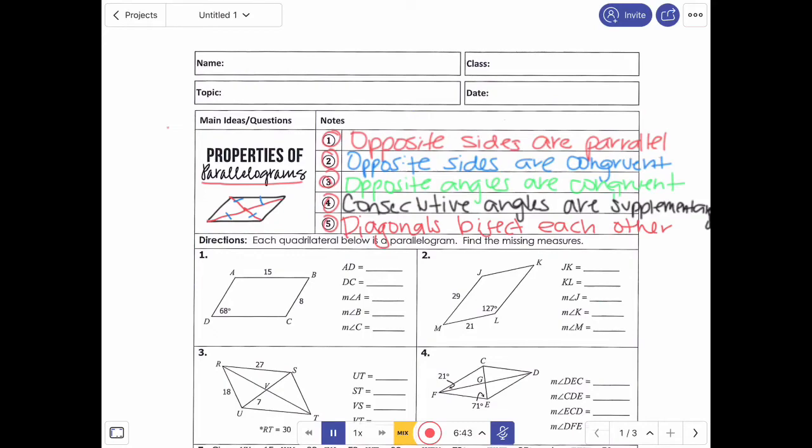So using all of those properties, we're going to find some missing measurements in a bunch of parallelograms below. I'm only going to do the odd problems with you and give you the evens for homework or to do on your own. Because I do know just listening to me might get really boring after a while.